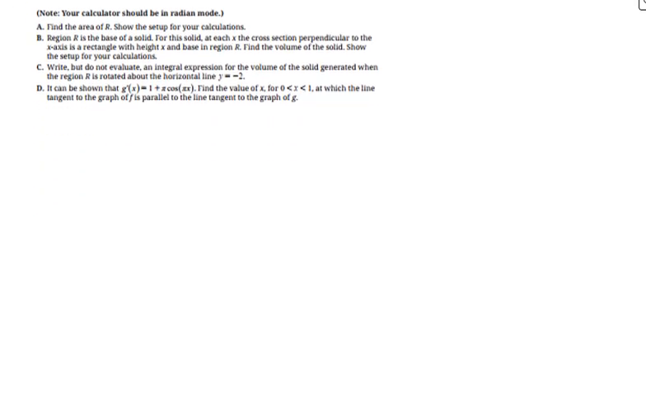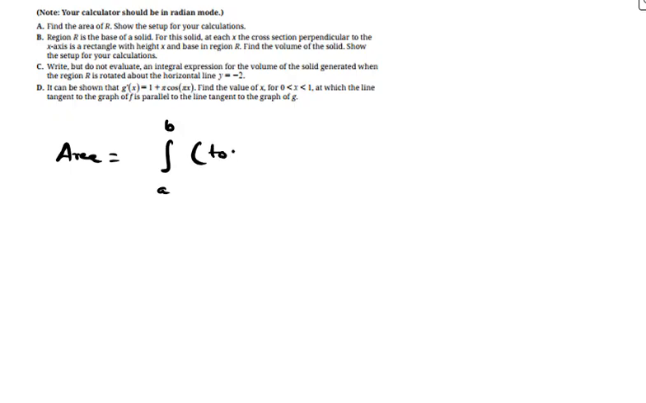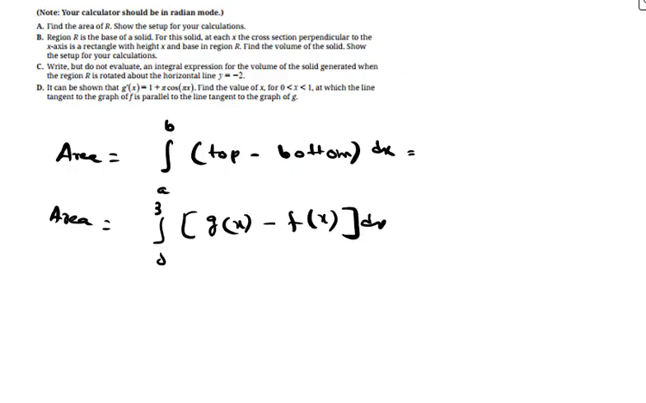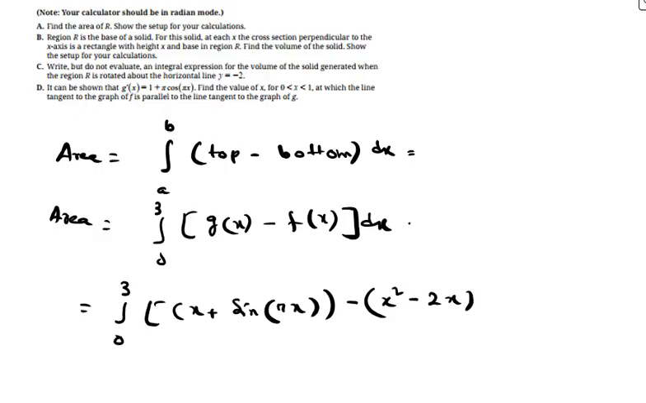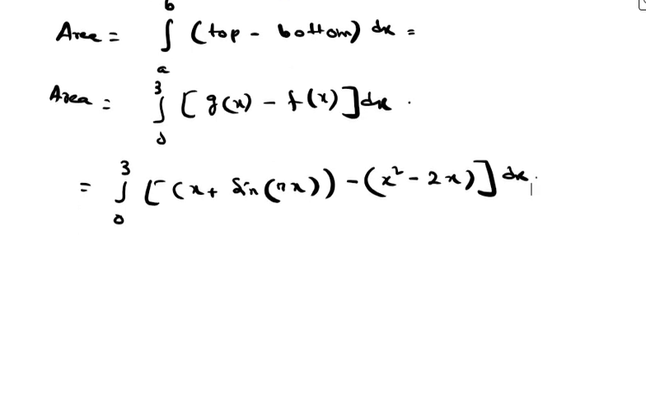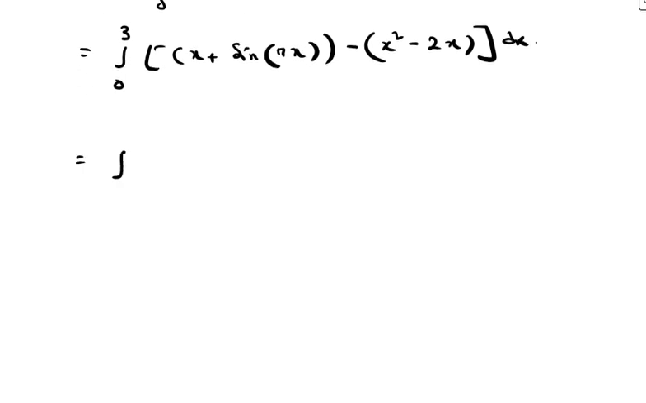The area between two curves will be the integration from a to b of top minus bottom dx. Here area is equal to the integral from 0 to 3 of g(x) − f(x) dx. Now substitute, that is the integral from 0 to 3 of (x + sin(πx)) − (x² − 2x) dx. Now simplify inside, so we will get the integral from 0 to 3 of −x² + 3x + sin(πx) dx.